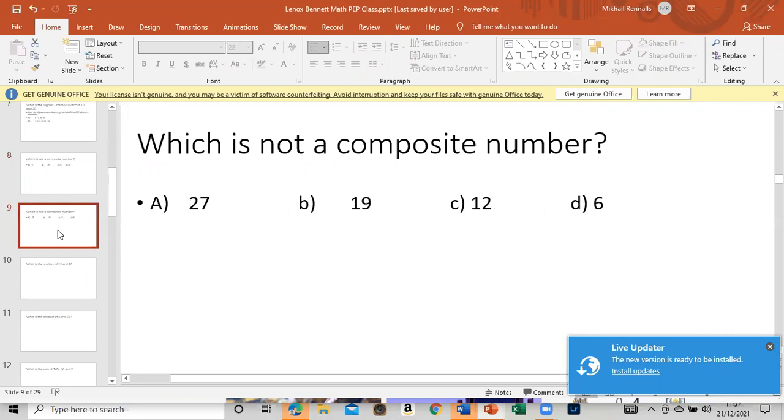All right, let's go. Which is not a composite number in this one? 19. That is correct. Very good. So 27 is a composite because 3 can go in there. 3 9s, 27, right? Yes, sir. 12, we can say 3 4s is 12, 2 6s is 12, and 6 also is a composite number. All right, let's move on to 10.